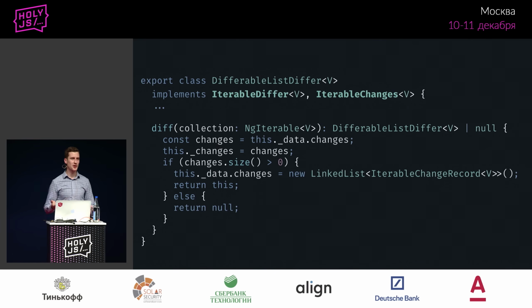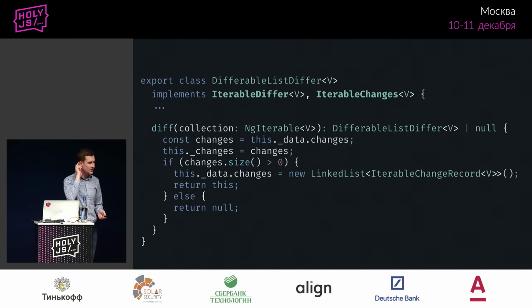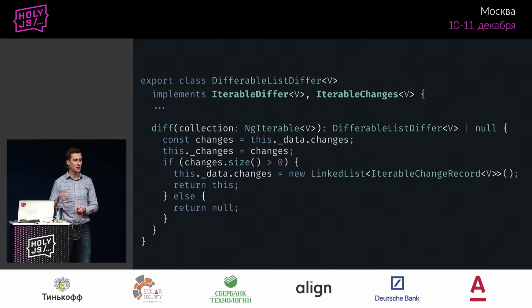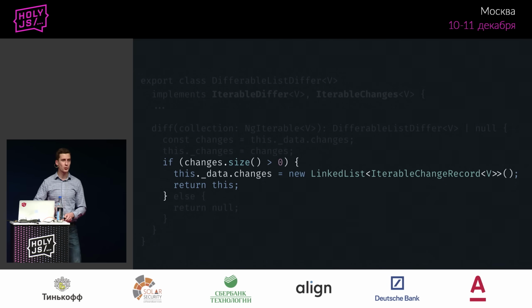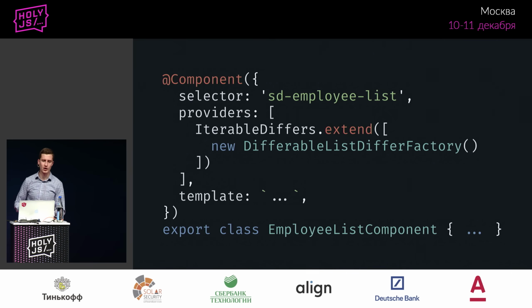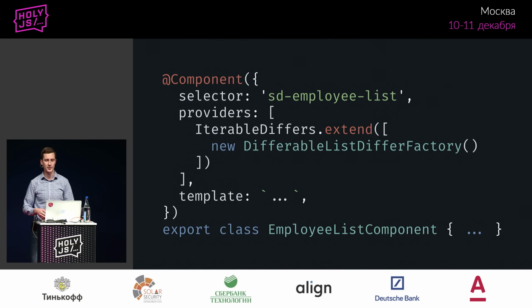However, we are not going to get better performance if we use the default iterator, the default differ. We can use this special differ, which with a constant check finds out whether the data structure has changed or not. So we don't have to iterate over it anymore. What we can do instead is just access the changes property, and that's it. This requires a little bit of refactoring, but not a significant one. So we just need to extend the current set of iterable differs, and that's everything.